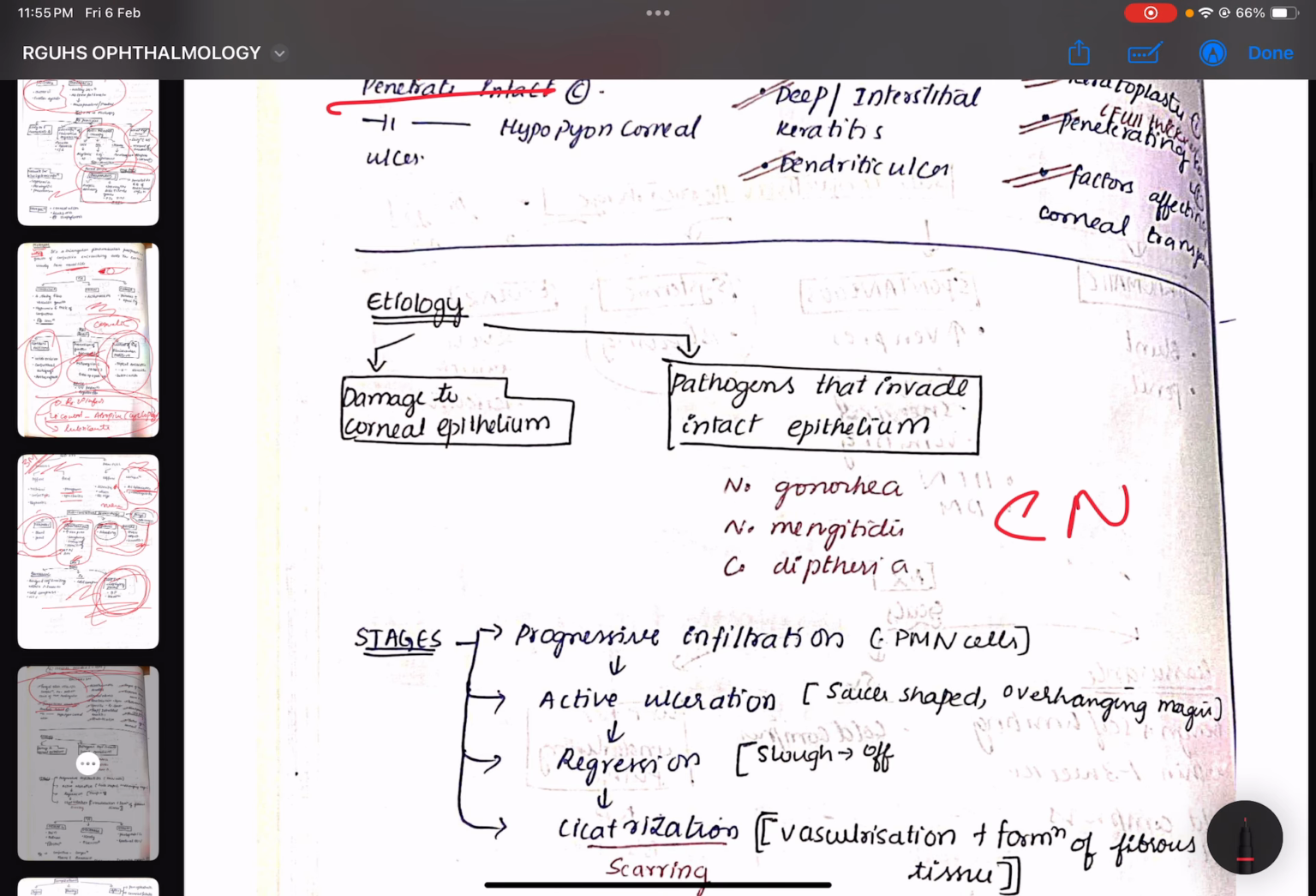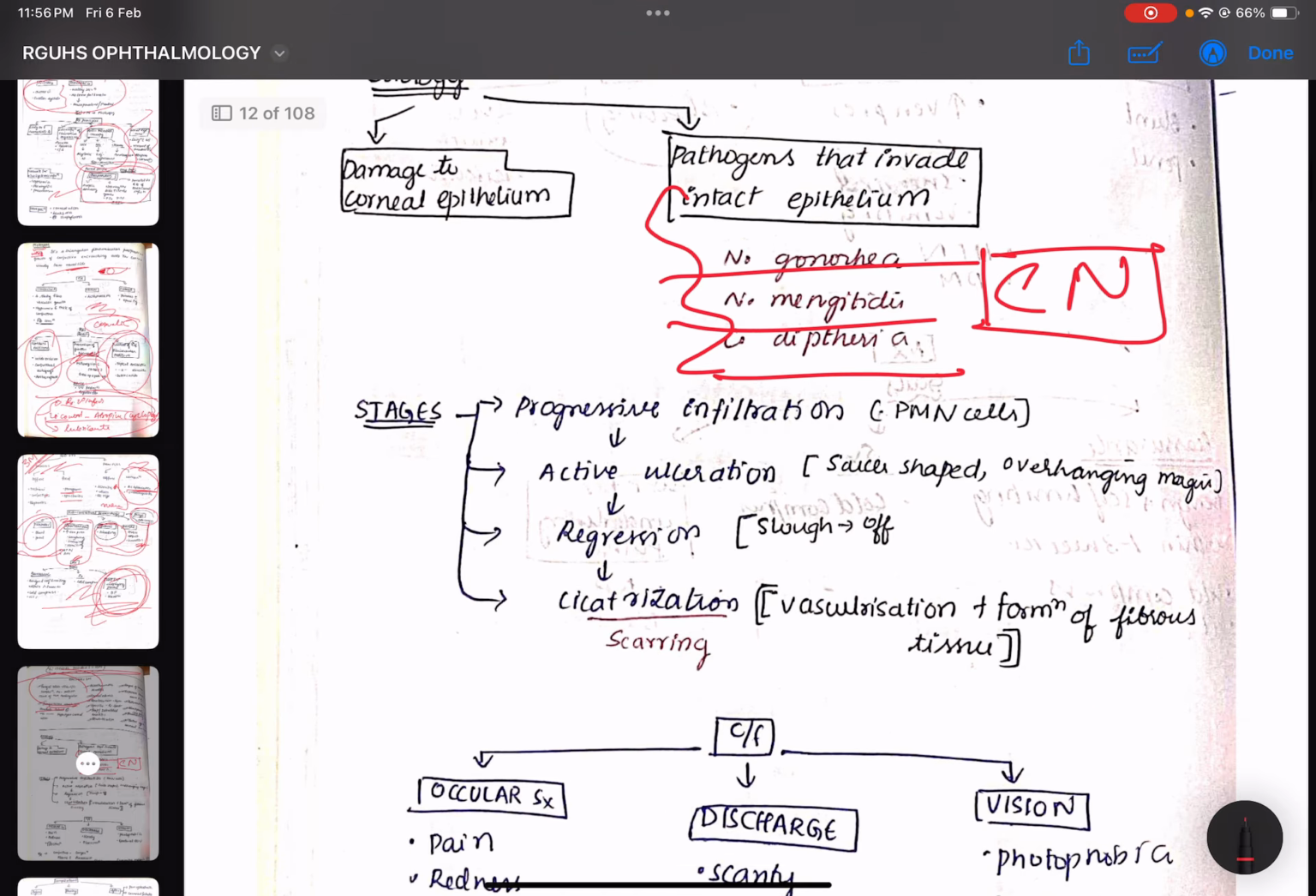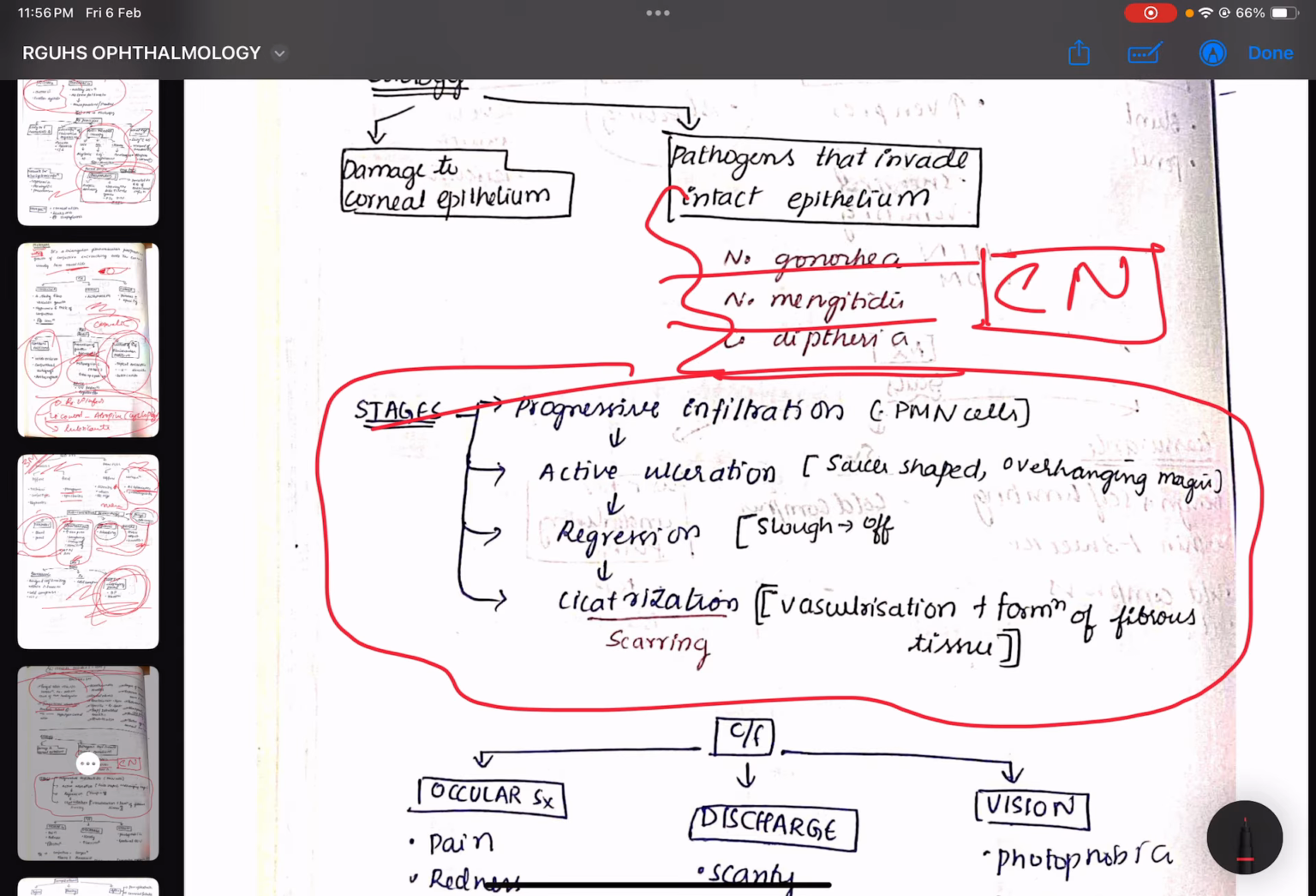So if you are finding it difficult to remember, for example, what are the 3 organisms which can invade the intact epithelium? It is Corynebacterium diphtheriae, Neisseria meningitidis, and Neisseria gonorrhoeae. And again, this is the same Robbins pathogenesis of any infection. Because here, what is the major thing? Again, if you know, it causes infiltration by neutrophils. Again, this might cause overhanging margins.